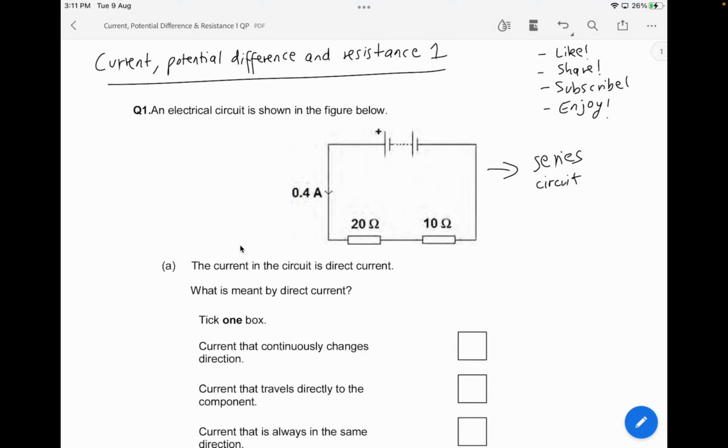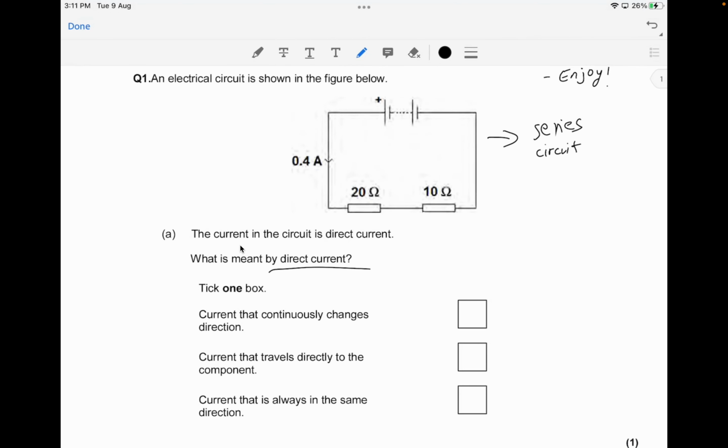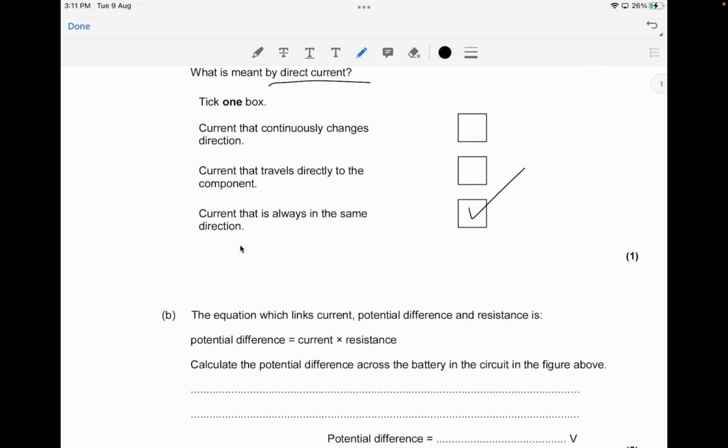By the way, the current in the circuit is direct current. So what is meant by direct current? Direct current is current that flows only in one direction. So we can say it's a current that is always in the same direction. So we're going to tick that box here. That's going to be your answer for 1 mark. Let's move on to the next question.